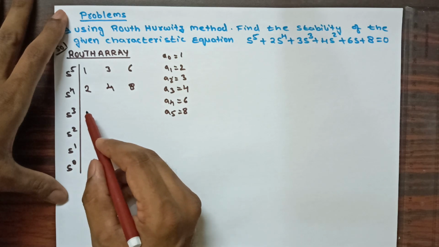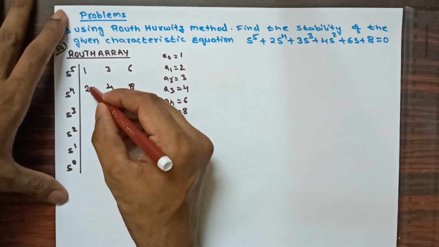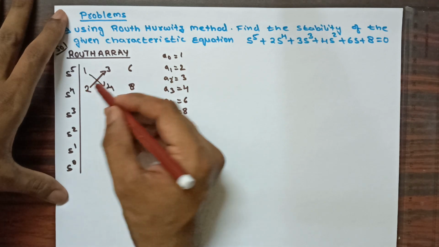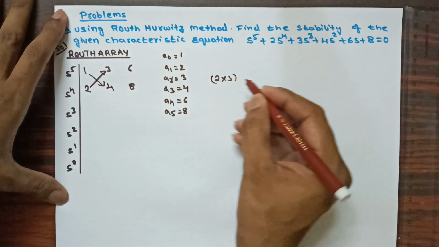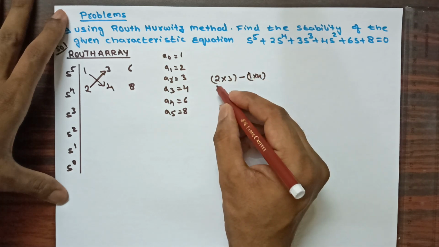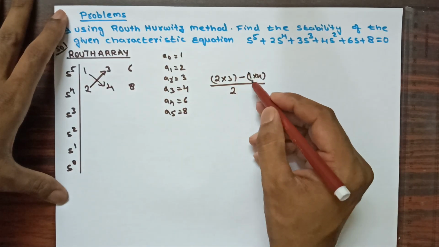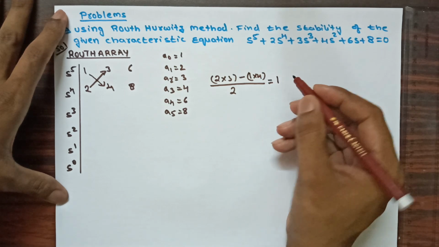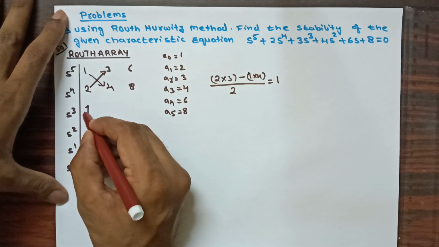Now we are going to obtain the third row from the first and second rows in this way, by calculating 2 into 3 minus 1 into 4 divided by 2. So 2 into 3 is 6, 6 minus 4 is 2, and 2 by 2 we are getting here 1. So here the third row I am getting with a value 1.